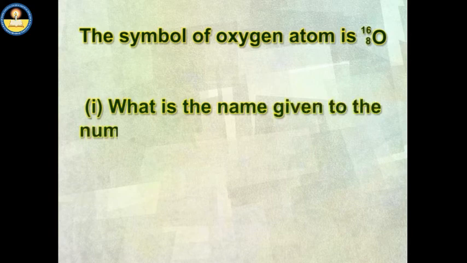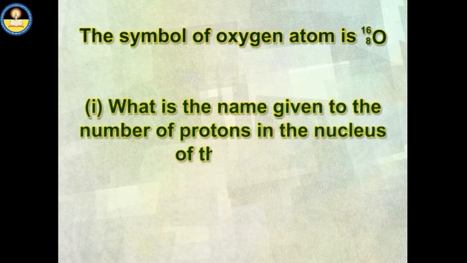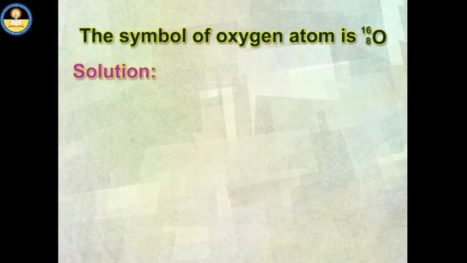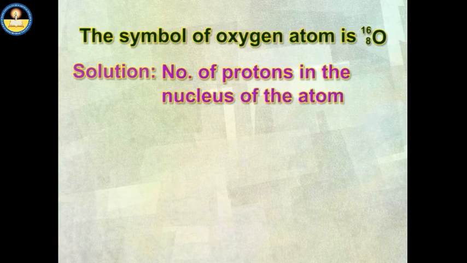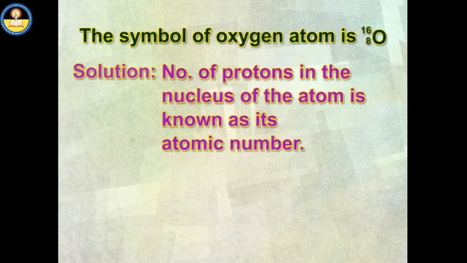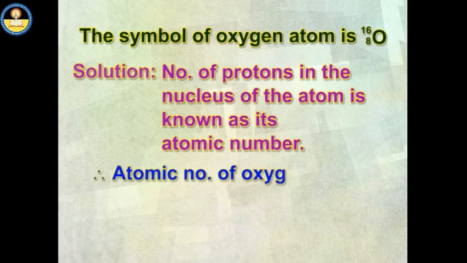Let us take one more example. The symbol of the oxygen atom is 16O8. What is the name given to the number of protons in the nucleus of the atom? Solution. The number of protons in the nucleus of the atom is known as its atomic number. Atomic number of oxygen is equal to 8.